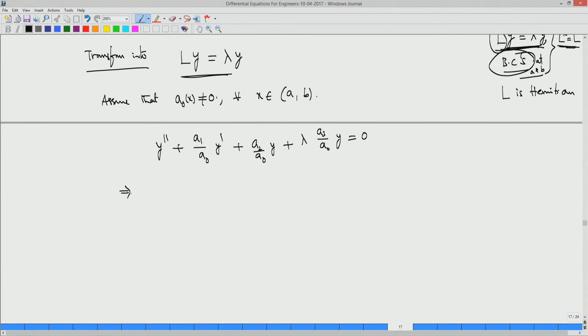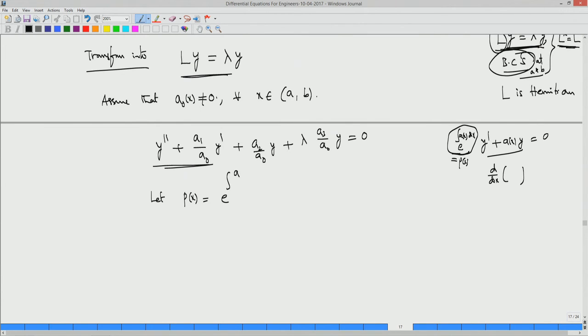Okay. So now I try to put this together. How do you put this together? Earlier you have seen y dash plus p(x) y equal to 0. You want to write this as d/dx of something. What do you do? You multiply by an integrating factor, which is e to the power integral p(x) dx. So if you multiply by this integrating factor, let us call it p(x), as e to the power integral of a(x), the integrating factor. So this whole thing I am calling p(x). Okay. So let us take p(x) as e to the power integral of a1 by a0 dx.